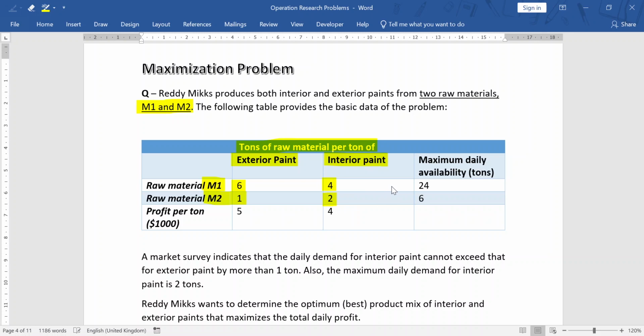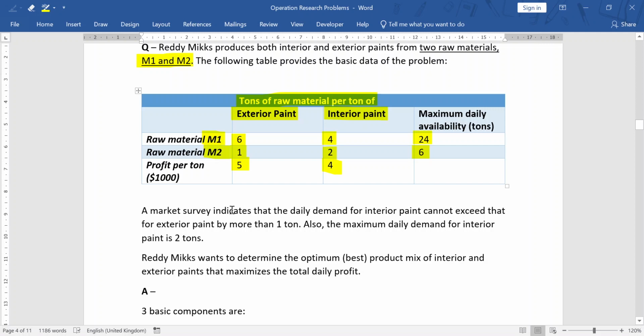Okay, and for this we have 24 tons of maximum daily availability of raw material M1, and 6 tons of raw material M2 daily. And we have $5000 profit per ton of exterior paint and $4000 profit per ton of interior paint. Okay, now we have understood the problem given in the table.